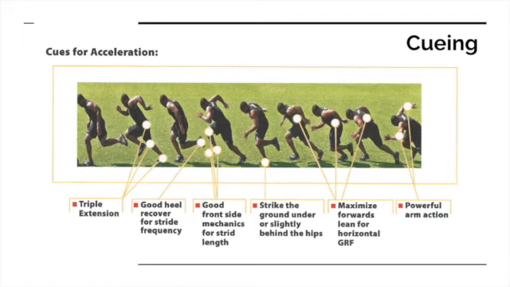That will also help to alleviate the problem with eyes and head rising up if we focus on that powerful arm action. With that forward lean, we are going to be establishing that powerful horizontal ground reaction force. We want our foot strike to be under or maybe slightly behind where our hips are. Good front side mechanics to establish that stride length. And also triple extension of the hips, the knee, and the ankle. And now as we learn, we also could talk about quadruple extension and adding an extension of the big toe.